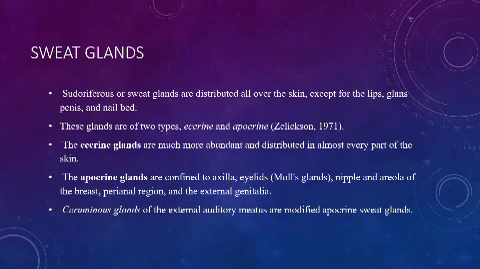Okay, coming to the sweat glands. Sweat glands are also called sudoriferous glands. Sudoriferous or sweat glands are distributed all over the skin except for the lips, glans penis and nail bed. Okay, clear? On the lips, glans penis and nail bed we can't see the sweat glands. These glands are of two types, eccrine glands and apocrine glands.